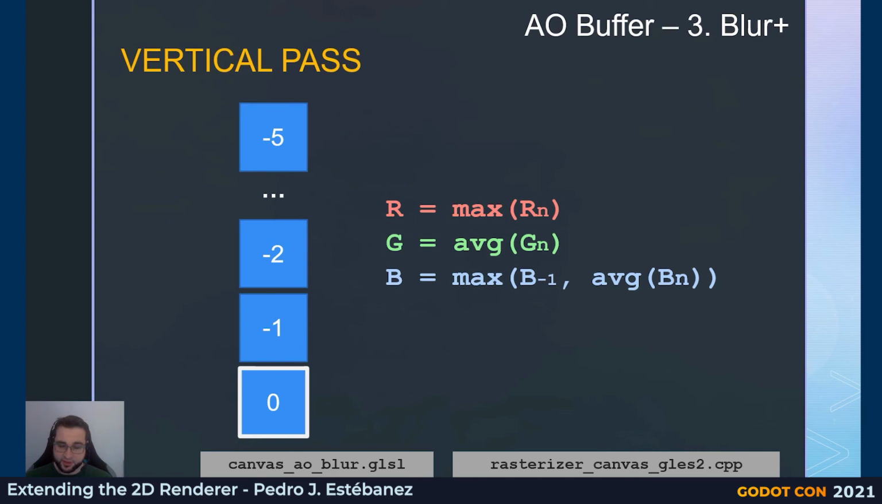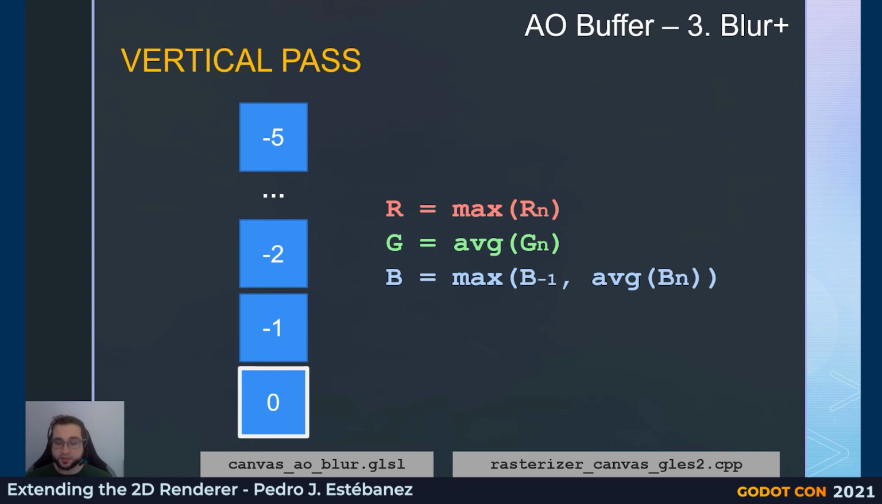So the idea is to keep blurring, this time vertically, the projected shadows. But if the value from the pixel above the main pixel is higher, that means it's darker, we keep that instead. This is to make the shadows stronger near the more or less opaque pixels that produced them.